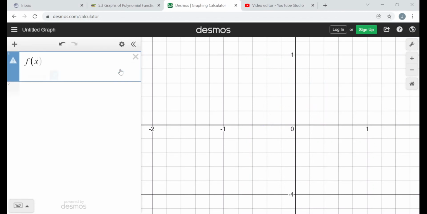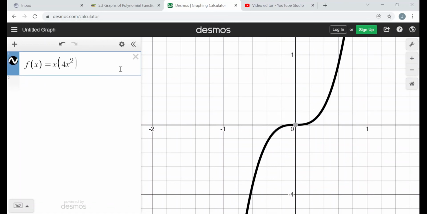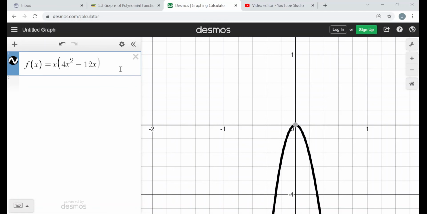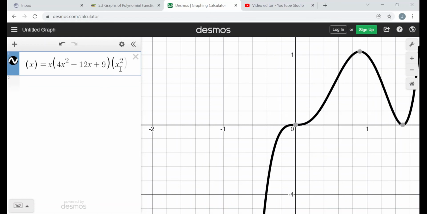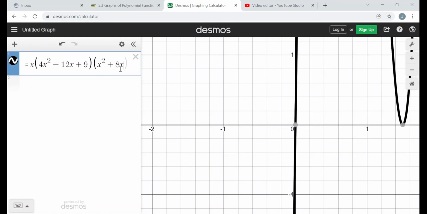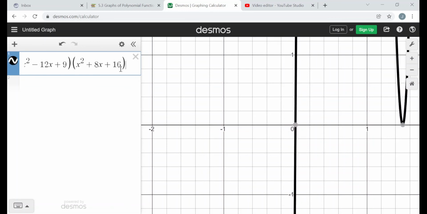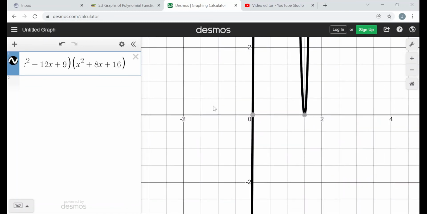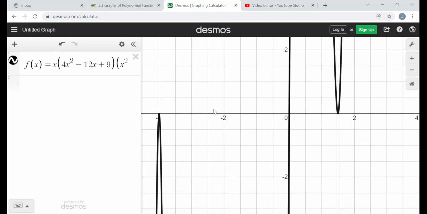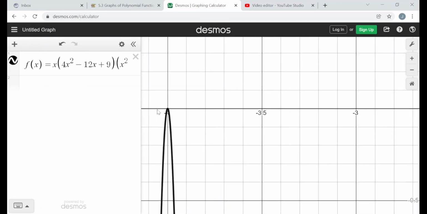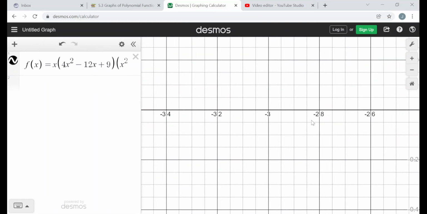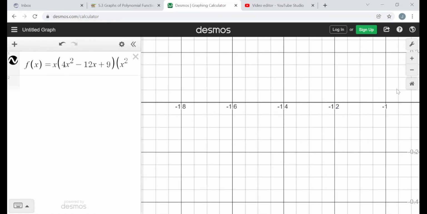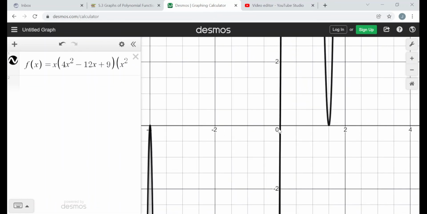So we have f of x equals x times 4x squared minus 12x plus 9, and then times x squared plus 8x plus 16. All right, and you see, zooming out here, there's negative 4. See how it touches the x-axis at negative 4 like a parabola? It's got multiplicity 2. Then at x equals 0, let me just go back to home here.